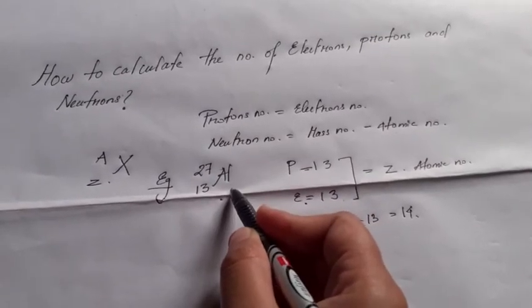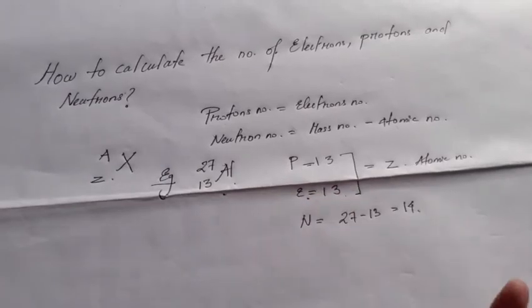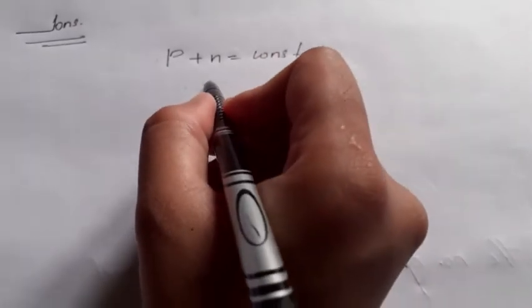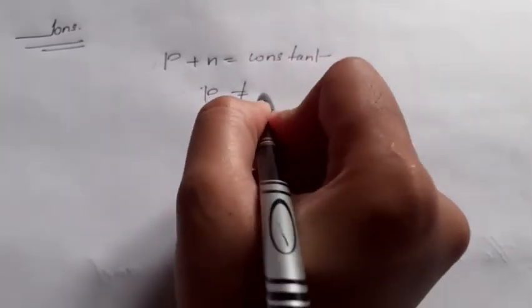Now we'll learn how to calculate the numbers of electrons, protons and neutrons in terms of ions. In case of ions, we have to remember that proton number plus neutron number is always constant, where proton number is not equal to the electron number. So I had already said that proton plus neutron will be equal to a constant and proton is not equal to electron. These two cases we have to remember only in case of ions.